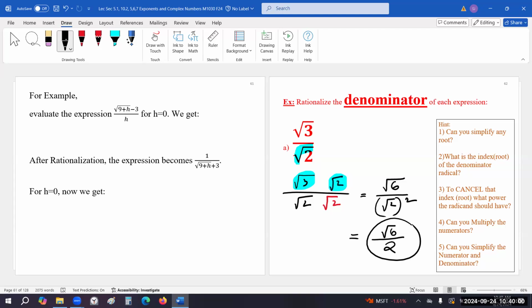We can do the same thing if you want to rationalize the numerator. If you want to rationalize the numerator, it means we want to get rid of the radical in the numerator. We want to see 3, but not that radical. So multiply top and bottom by what number that time? Radical 3.